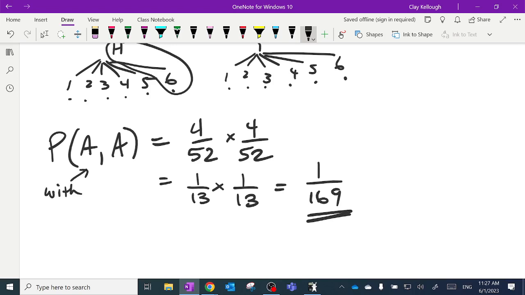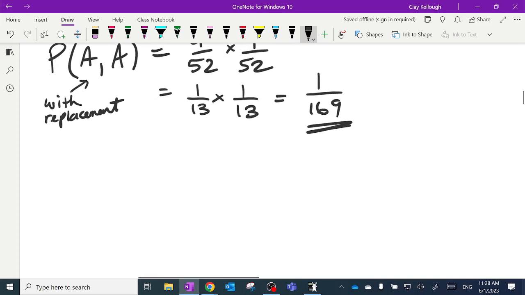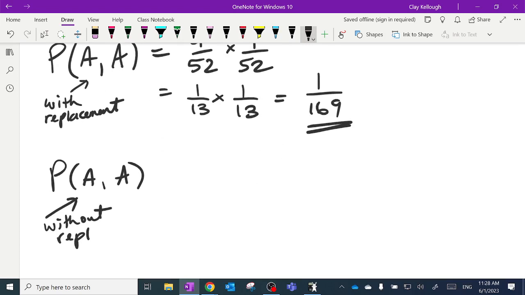Okay, now I'm going to say that was with replacement. Do you get what I mean by that? Because I put the first card back before I gave you the second one. What is the probability of ace and ace without replacement? So this is more like a real game of cards, where I give you a card, you keep it, and then I give you a next card. So let's think about that.